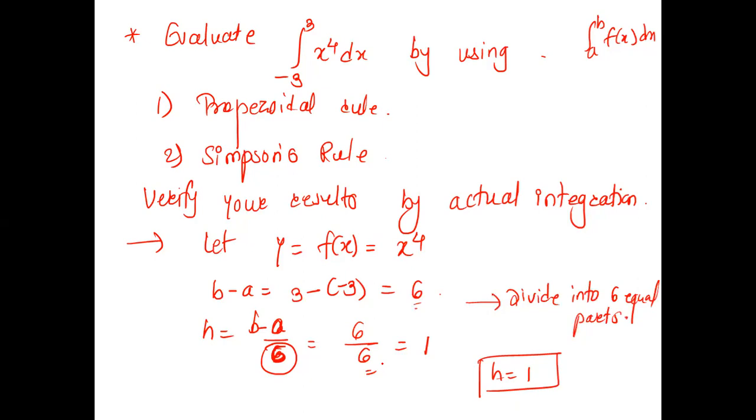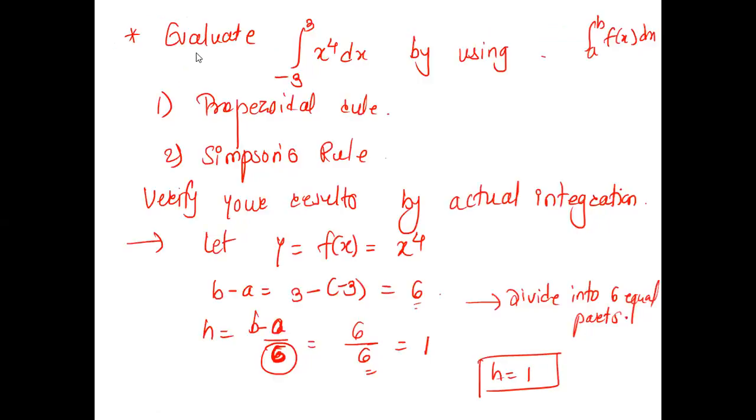We get h is 1. Chalo. H we have, function we have, so we should go to the table. X and y. Y is x raised to 4. What are the values of x? Can you tell me the values of x? -3, -2, correct. Very good.